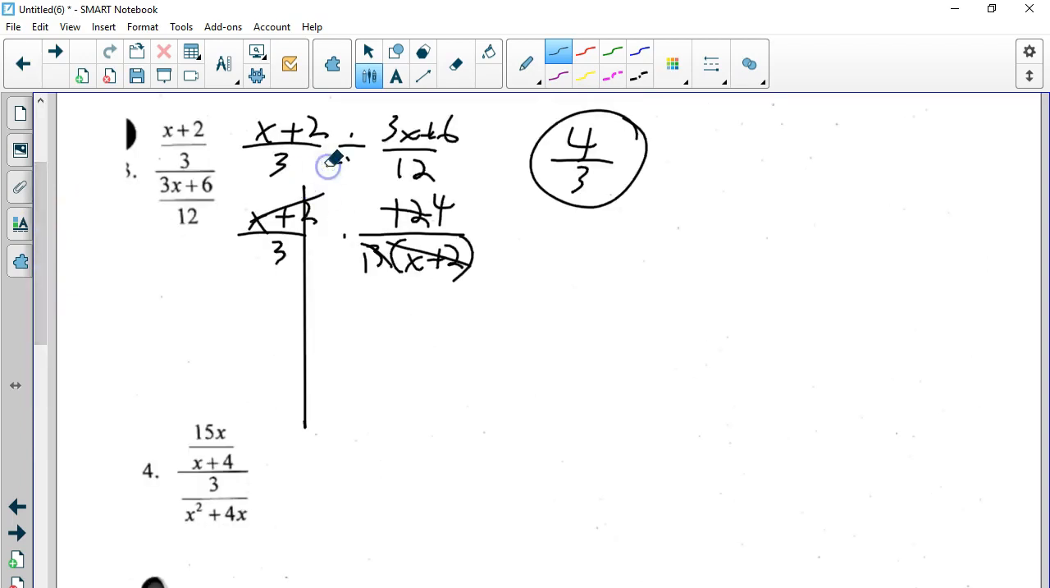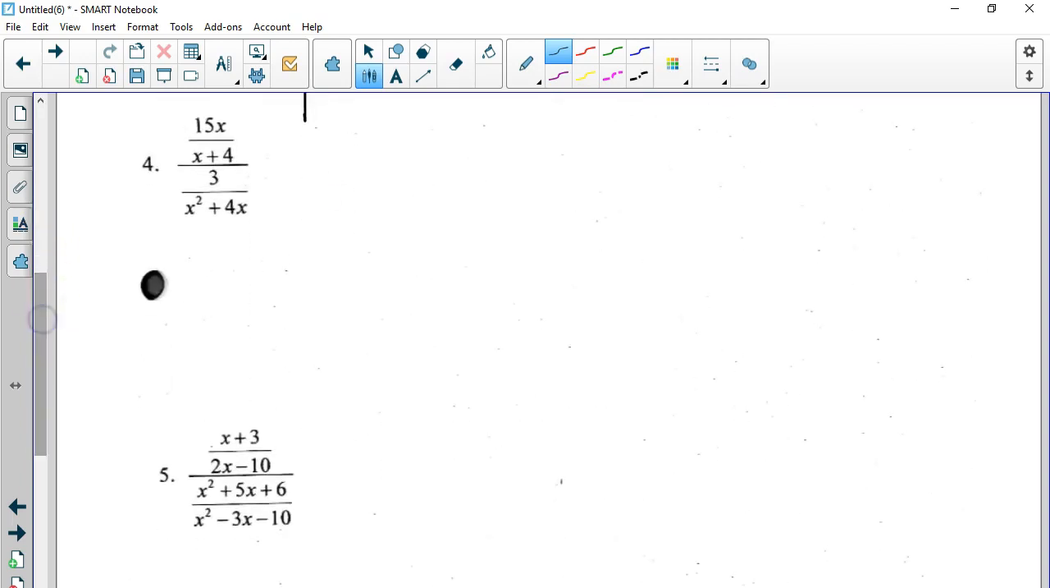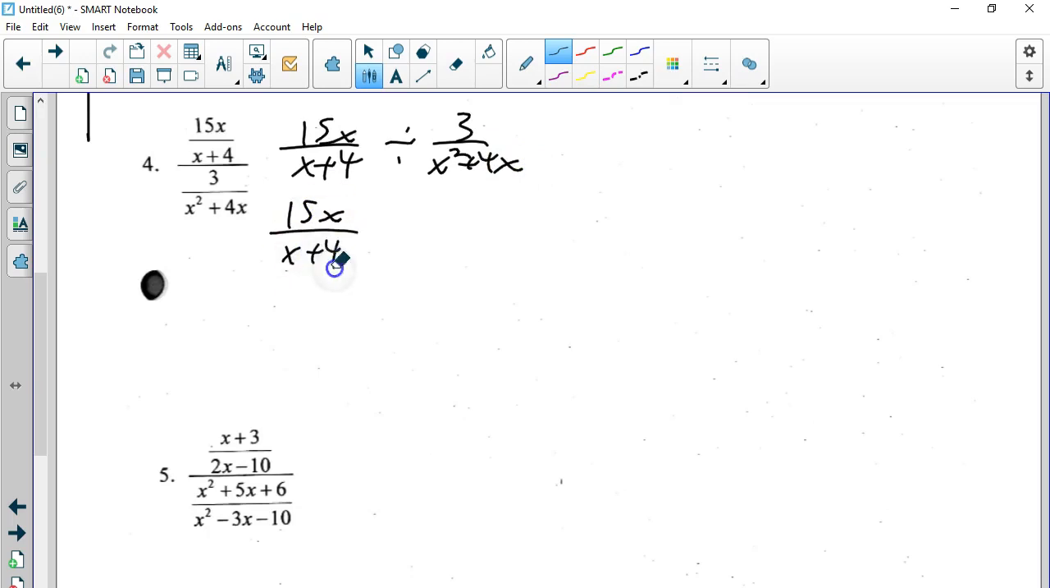All right. There we go. 15x over x plus 4 divided by 3 over x squared plus 4x. Rewrite. We'll leave this the same, x plus 4. Change it to times. The 3 is going to go to the bottom. I'm going to pull the x squared plus 4x up to the top. And I'm going to just factor the x out at the same time.